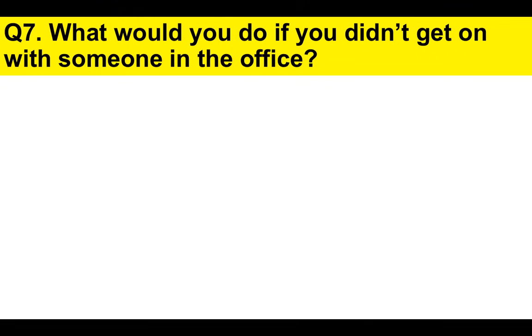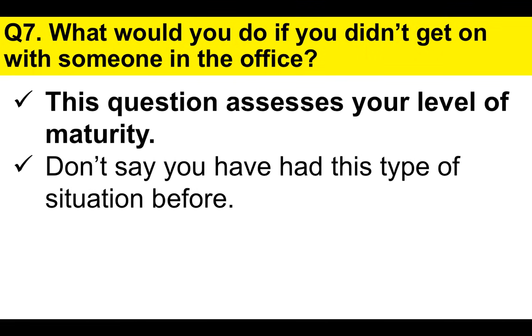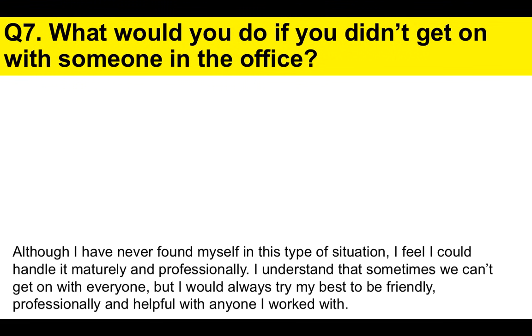Question 7. What would you do if you didn't get on with someone in the office? Now, this question assesses your level of maturity and professionalism. So don't say you have had this type of situation before, because we want you to get on with everybody. What you have to do is say what you would do if this situation arose. Give a step-by-step explanation of what you would do. And here's my response for you.